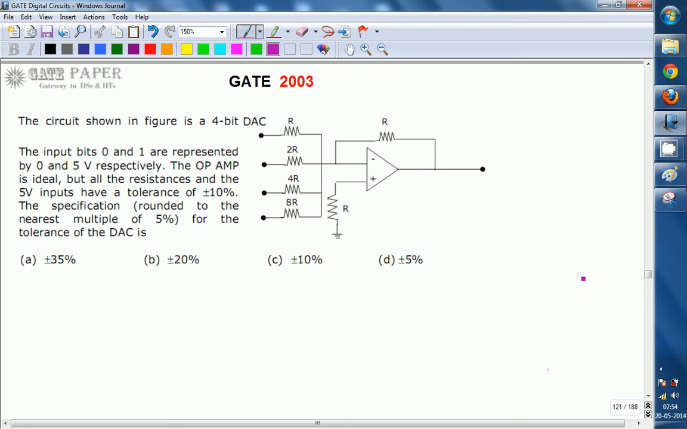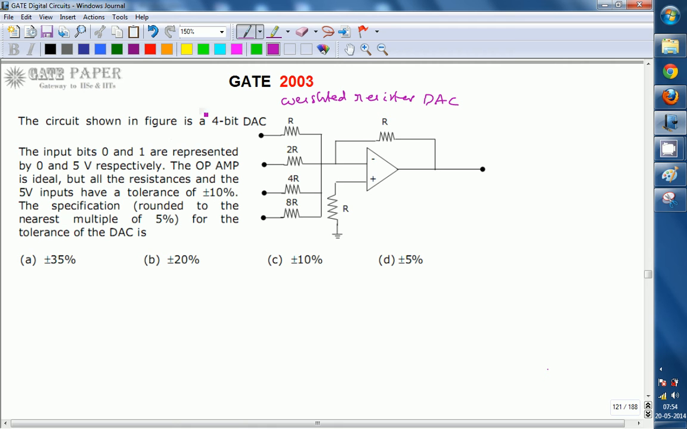The resistances are going to have plus or minus 10% tolerance, as well as the 5 volt battery, which is going to have a plus or minus 10% tolerance. The op amp is ideal. This DAC is going to be treated as a weighted resistor DAC, and it is 4-bit.